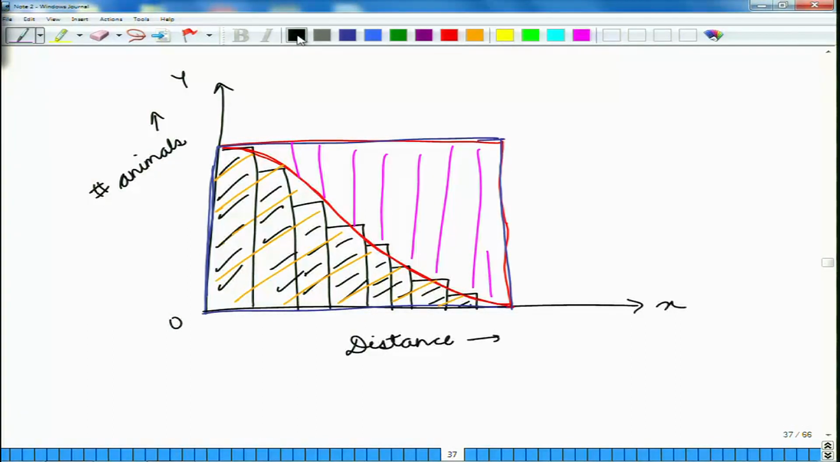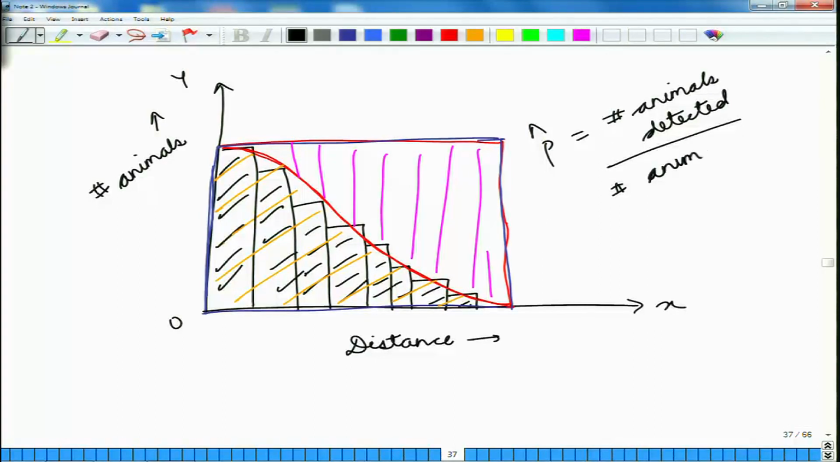Now, going back to the equation, p hat is the number of animals detected divided by the number of animals actually present. So, when we use this formula, we get p hat as the area under the curve, given by these yellow lines, divided by the total area of the rectangle.